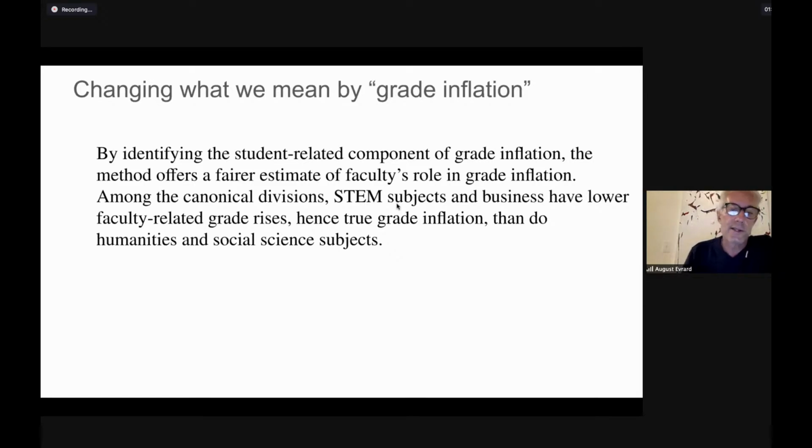And by the way, I should say that this result and the previous result I showed you from DIA are really fresh off the press. They haven't made it into a peer-reviewed publication yet, but we're writing this result up for a learning analytics and knowledge conference that's coming. The deadline is in a few weeks, so we're getting this ready for publication. And one of the things we find is that STEM subjects and business actually have lower faculty-related grade rises compared to other divisions, in particular humanities and social science subjects.